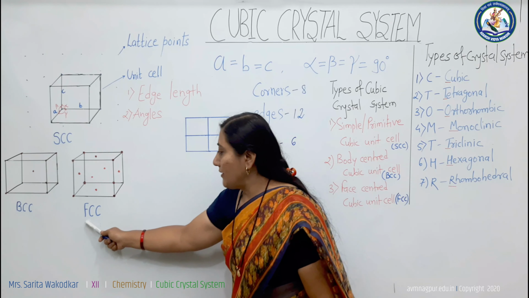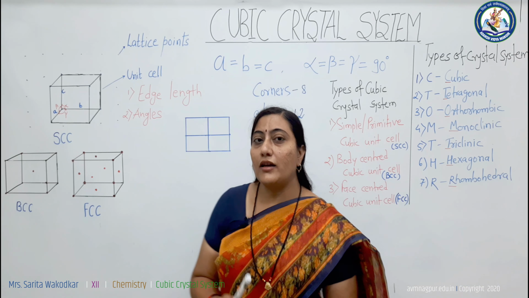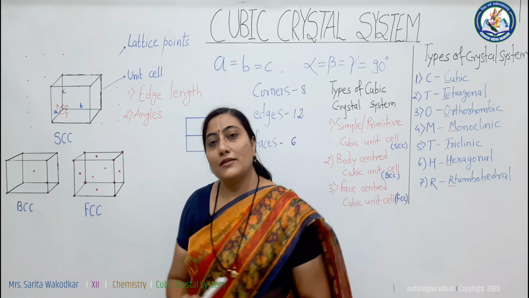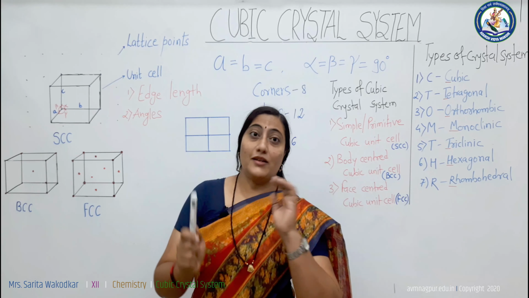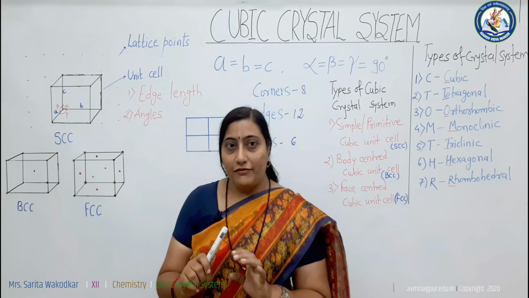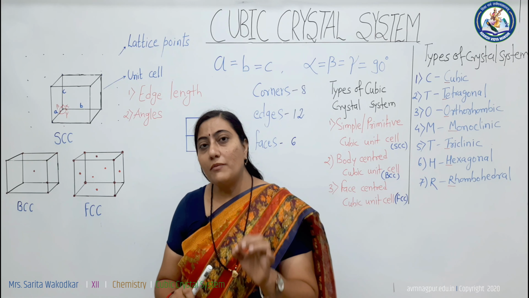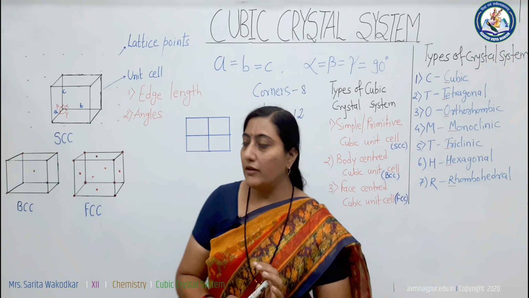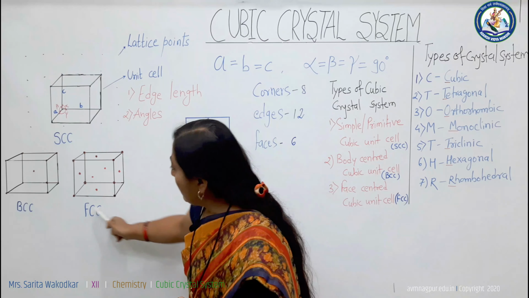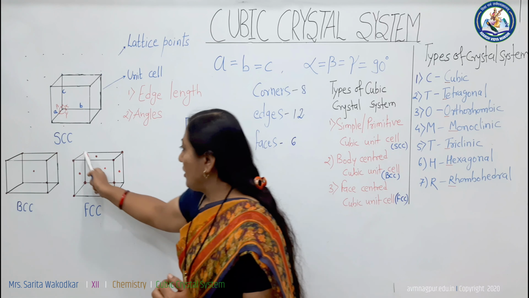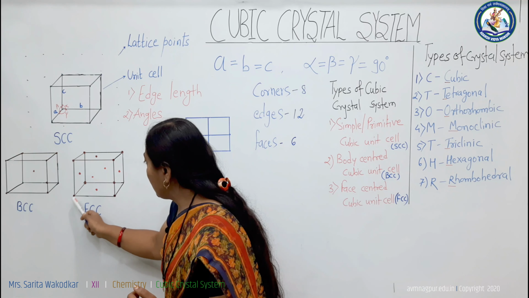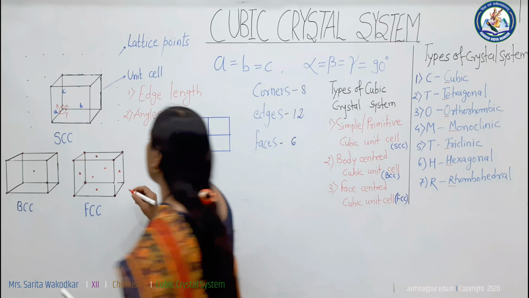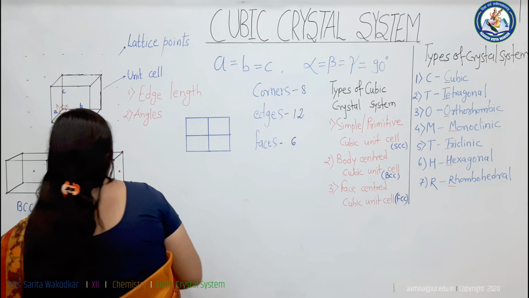Third one is FCC, face centered cubic unit cell. The 8 corner particles are as it is. There are 6 faces present. If at the center of each face a constituent particle is present, then such type of structure is known as FCC. Total 8 corner particles are as it is. Okay.